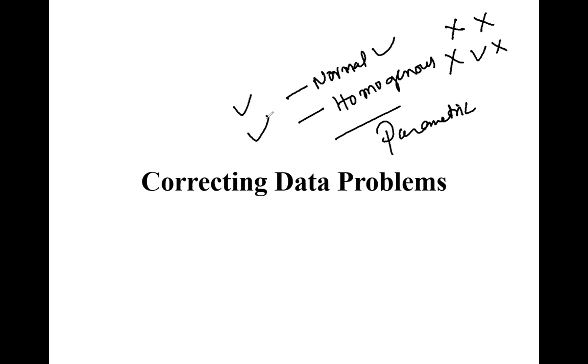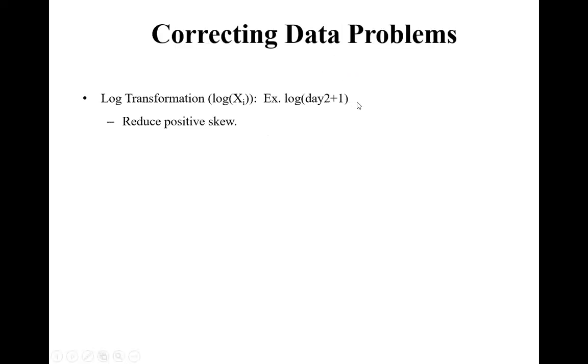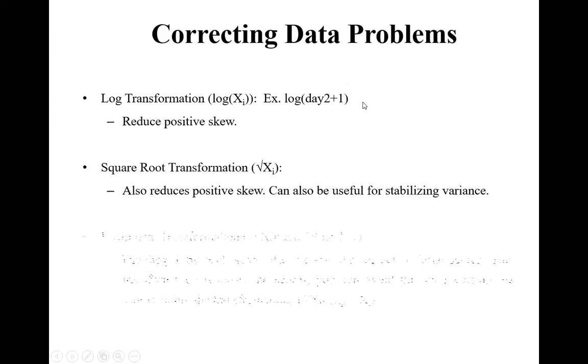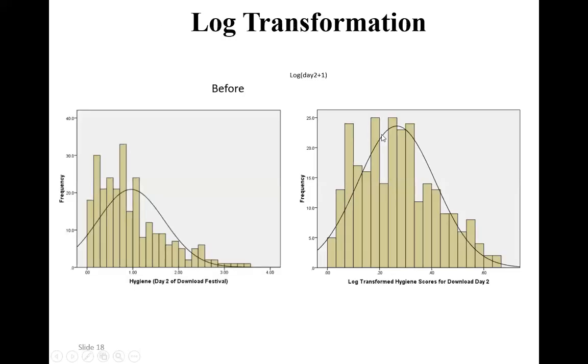Now the question is, if my data is not normal and not homogeneous, then what should we do? So we will correct our data. There are three methods of correcting the data: log transformation, square root transformation, and inverse or reciprocal transformation. If the data still does not become normal or homogeneous, then we go for a non-parametric test.